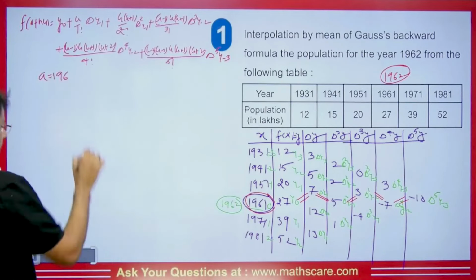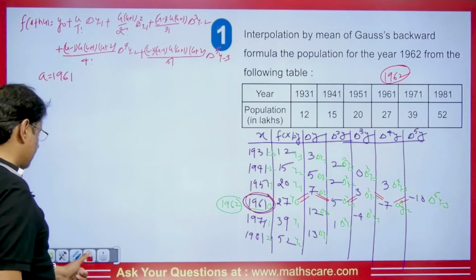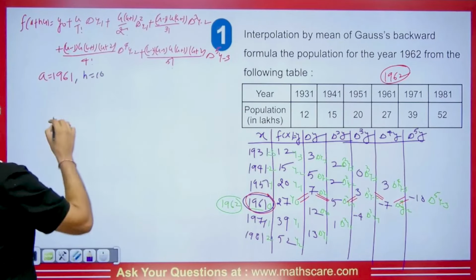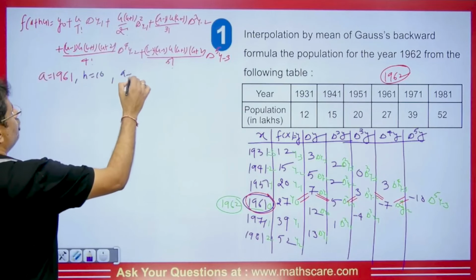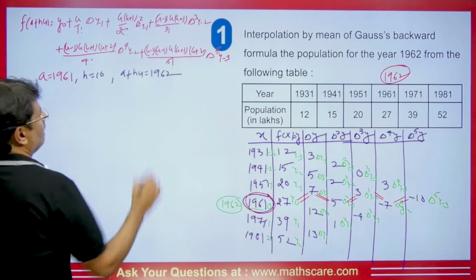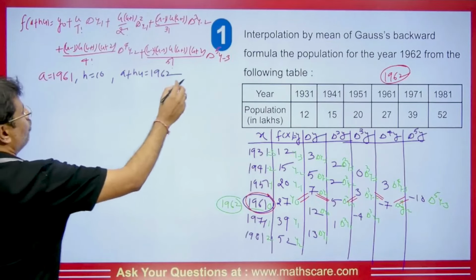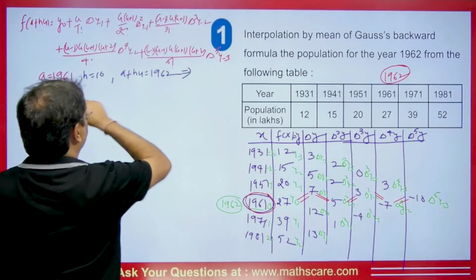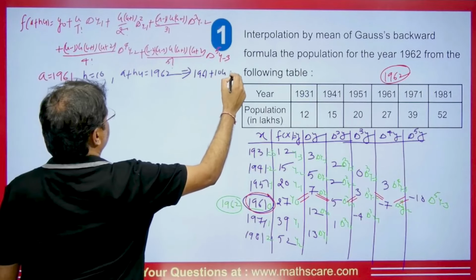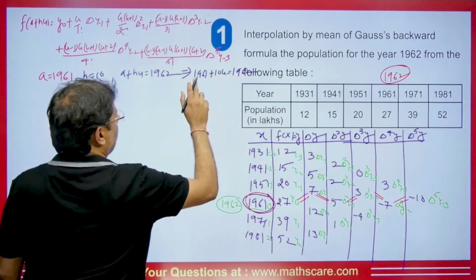1961, and we have to check what is the value of h here. Tell me what will be the value. So the value of h we are getting here is 10, right? And we have to find the value of a plus hu. How to find that? So the value here is 1962. So what are we getting for a here? The value of a we are getting here is 1961 and we have 1962.